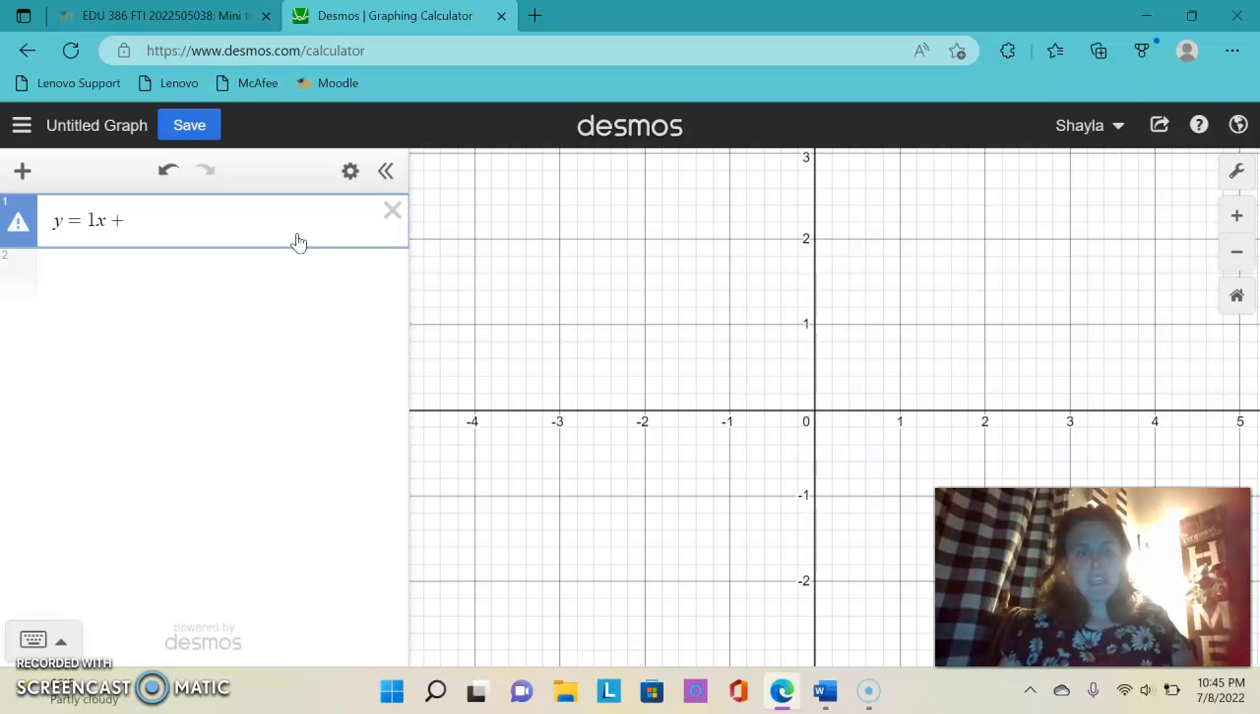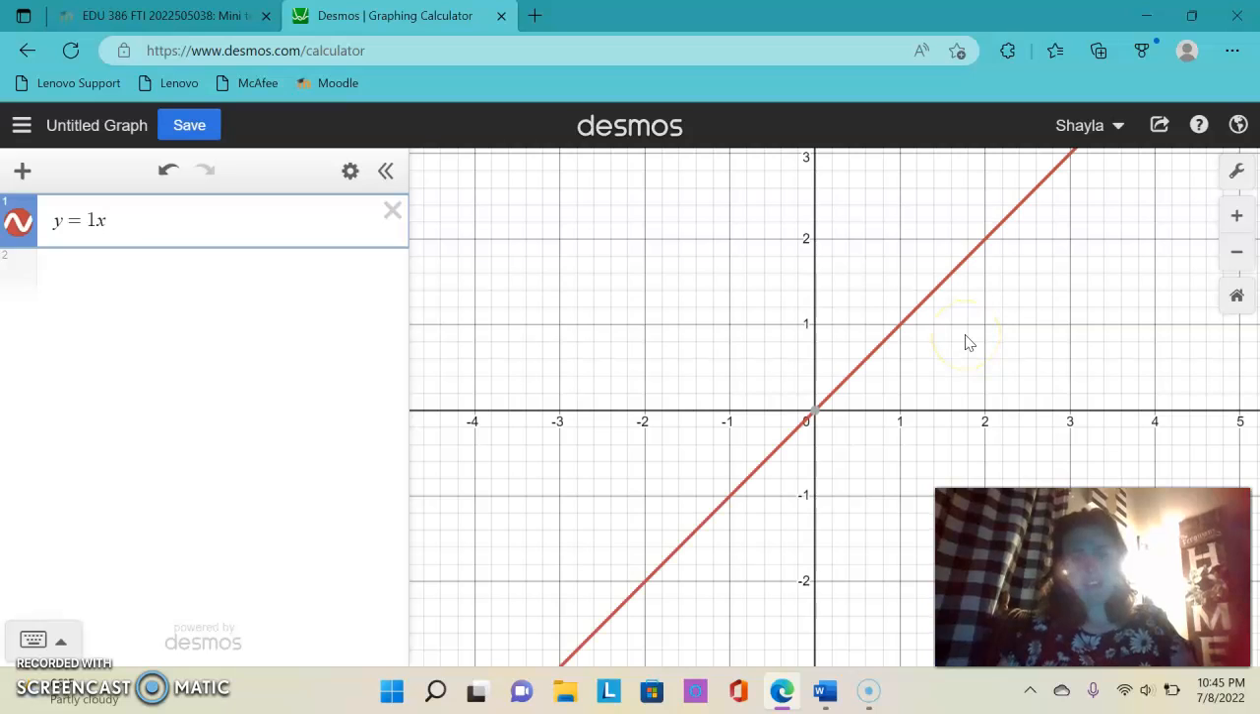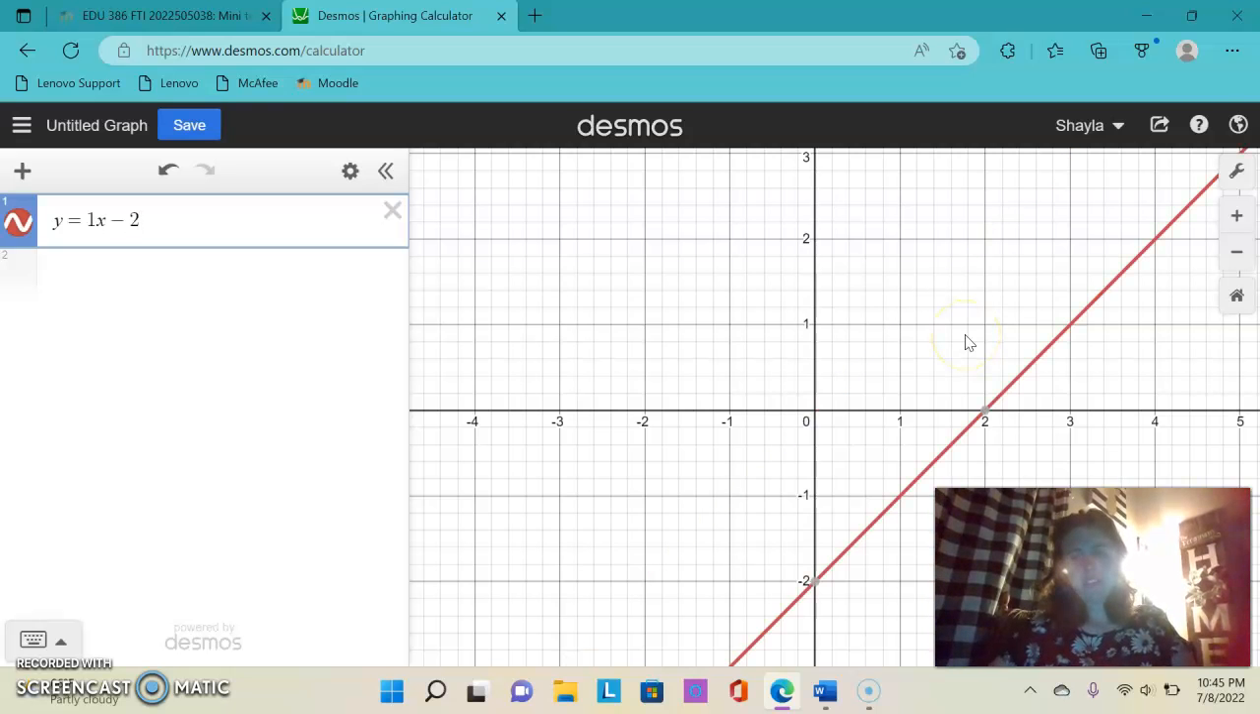And then my b over here is going to be my y-intercept, or where it crosses this line. Remember, this is our x and our y. So that's going to be our y-intercept. So if I have 1x plus 2, it's going to cross at that 2 point right there. Or if I have it at -2, it's going to cross at that point right there. So that'll be where x equals 0, but y equals -2.